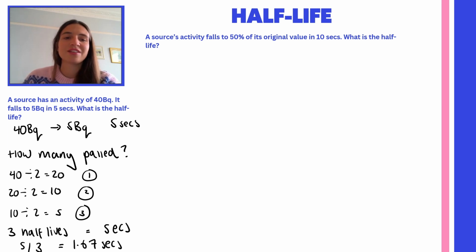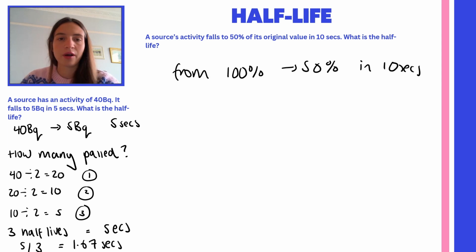Okay, next question. A source's activity falls to 50% of its original value in 10 seconds. What is the half-life? So again, let me just write this out. I'm going from 100% to 50% in 10 seconds. Okay, so again, exactly the same idea. I need to figure out how many half-lives have passed.